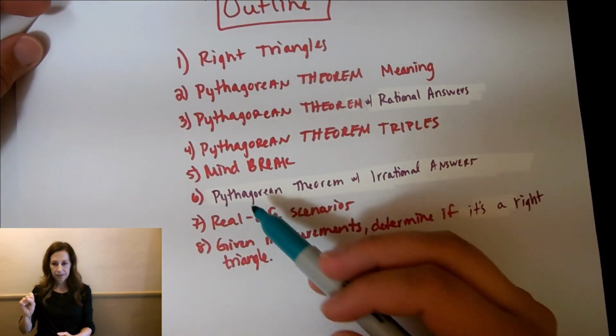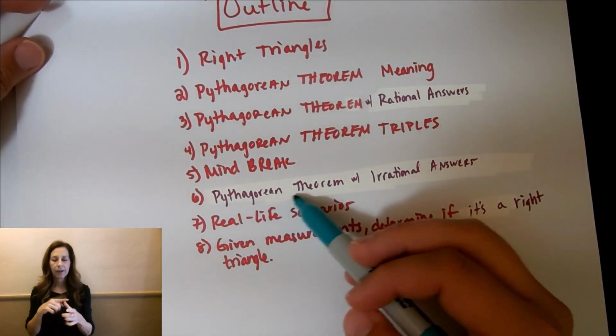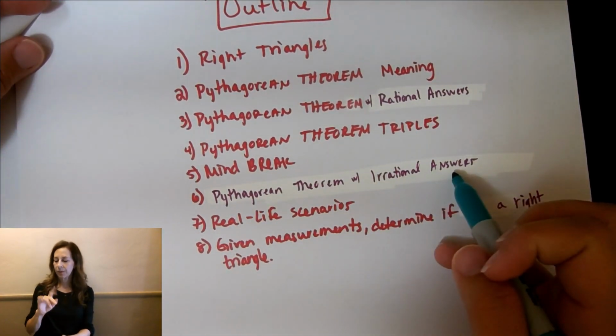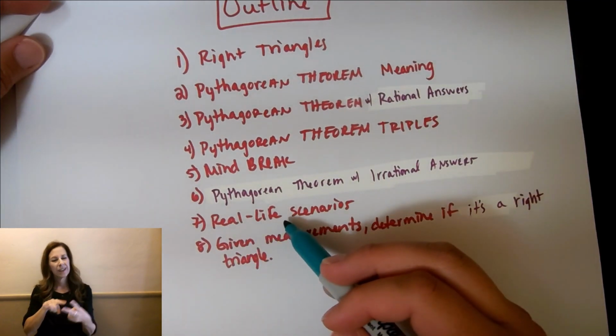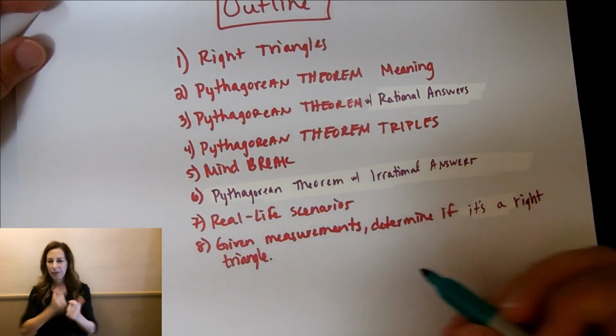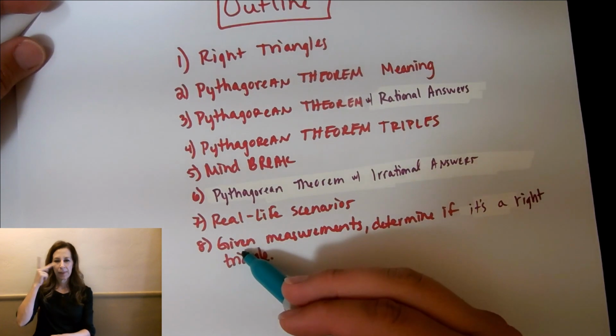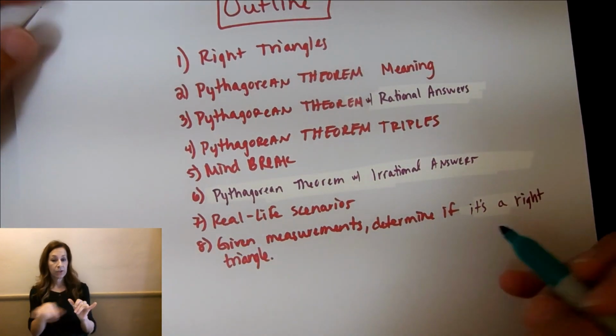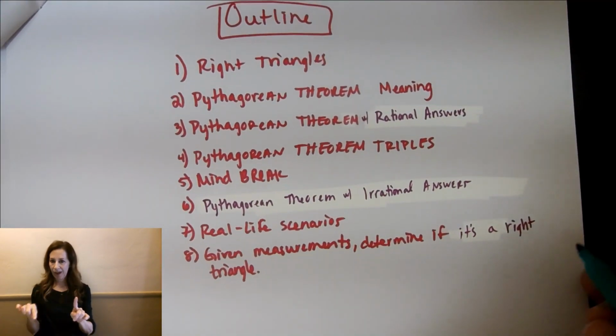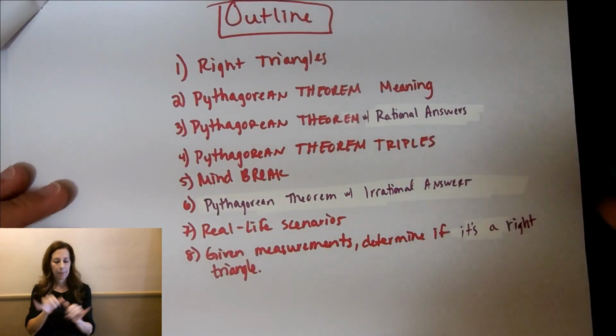We'll have a mind break. Then we'll go back with some examples that have irrational answers, a couple examples that have real life scenarios using the Pythagorean theorem. And then if we give you measurements, can you tell me if it's a right triangle based off of those measurements? So that is our outline for today.